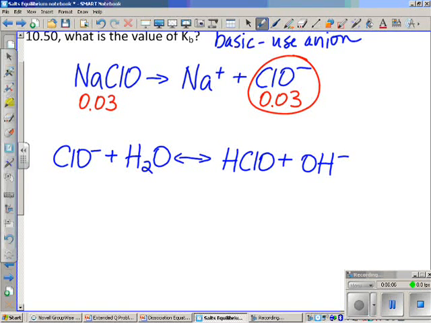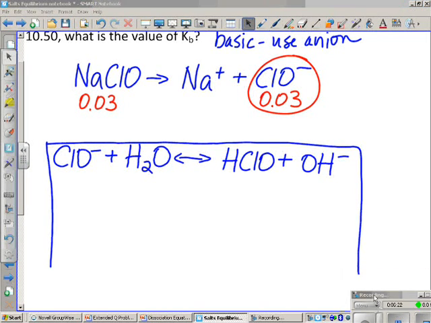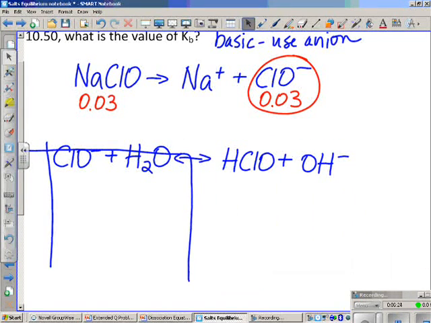We knew it was basic. It made OH minus. That confirms that we probably have done this correct. Okay, just a little thoughts for you to have. Now that you have your equation, now it's just a regular old problem. You're going to put your table. Whoa. That was weird.